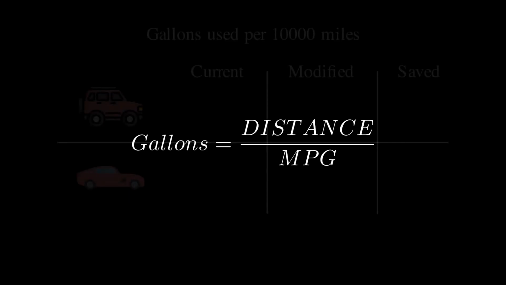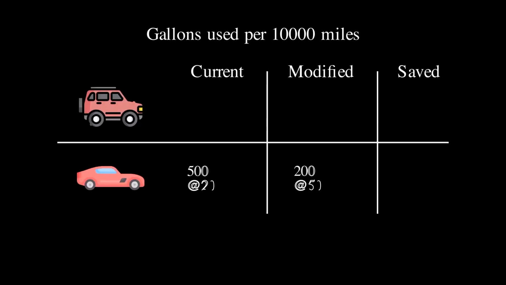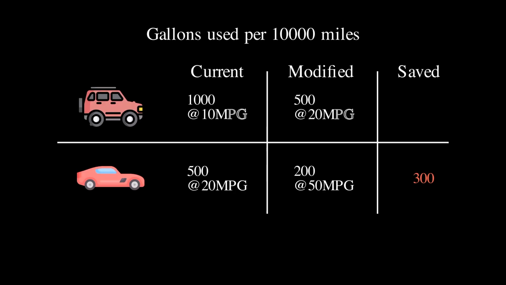We know that gallons is equal to distance divided by miles per gallon. Using this as a formula, we find that for 20 mpg we get 500 gallons used, and for 50 mpg we get 200. So the difference, which is 300, is the gallons that we saved by changing the sedan.